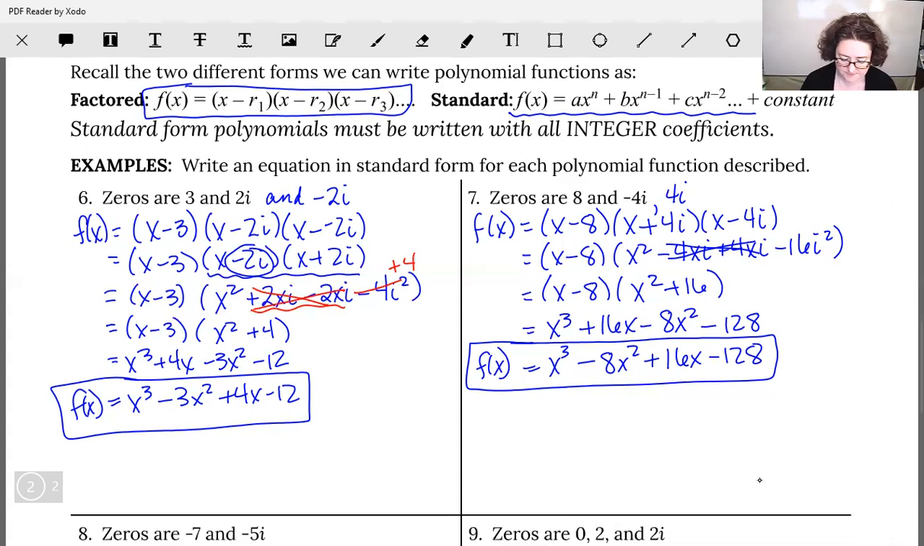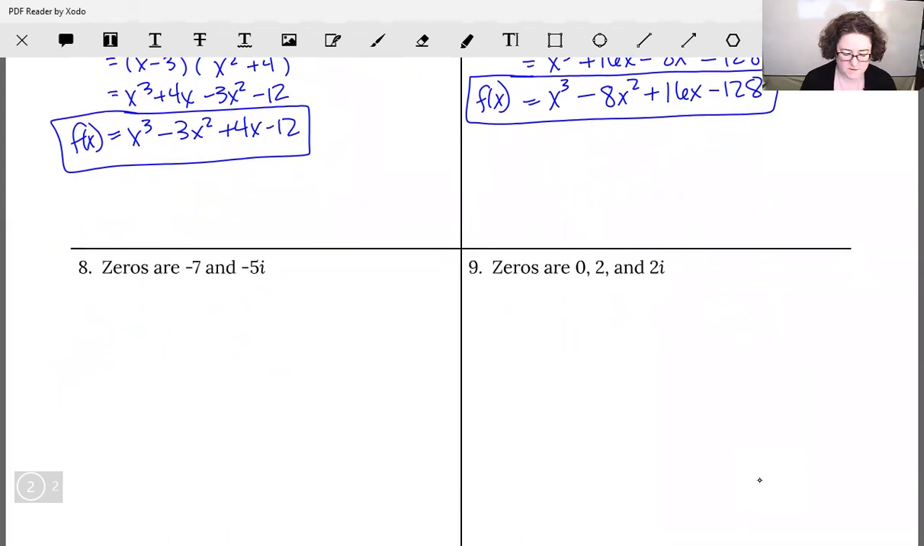Okay, number 8. Zeros are -7 and -5i. So again, that means our conjugate would be 5i. Go ahead, pause the video and try this one on your own, then come back, see how you did.